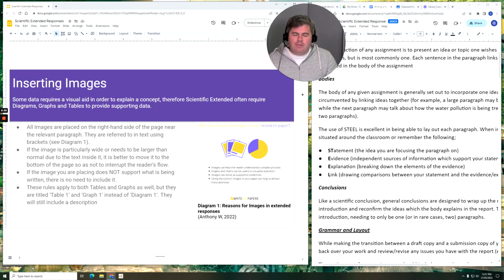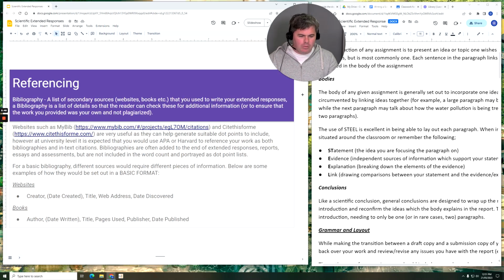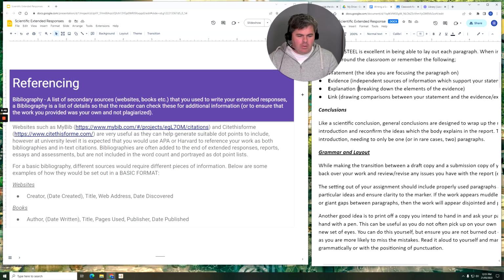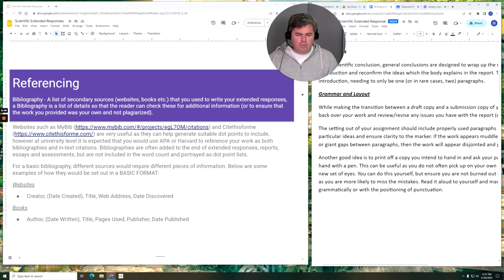Now, tables and graphs follow the same rule, but you'd use table 1 or graph 1 instead of diagram 1. Referencing. Now, referencing, as a rule, you might use websites like MyBib or Cite This For Me to help you generate stuff. It saves a lot of time.